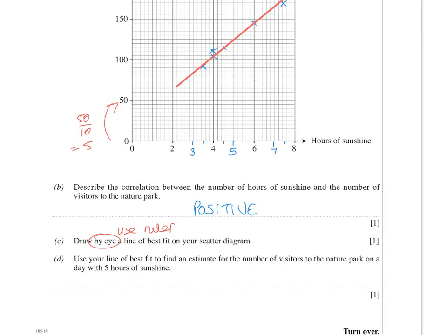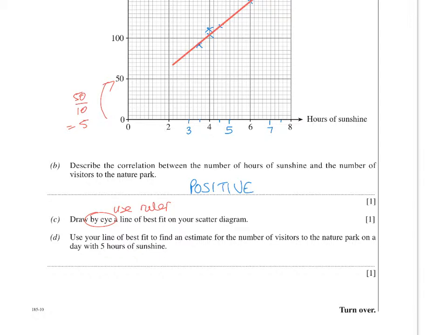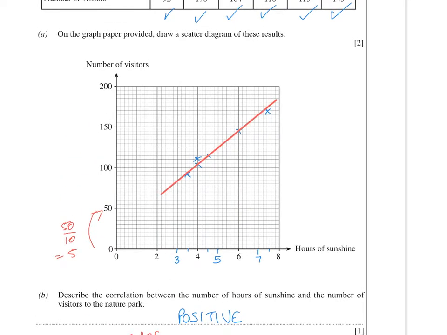And then finally it says, use your line of best fit to estimate the number of visitors that come to Nature Park on a day with 5 hours sunshine. So what I should do now, like I said, my line should really go all the way until it hits the axes here. But because I'm looking for 5 here on the x-axis, 5 hours of sunshine, there and there. 5 hours of sunshine there. I'm going to draw a line up until I hit my line of best fit. So along there, you can see it fits perfectly for my line.